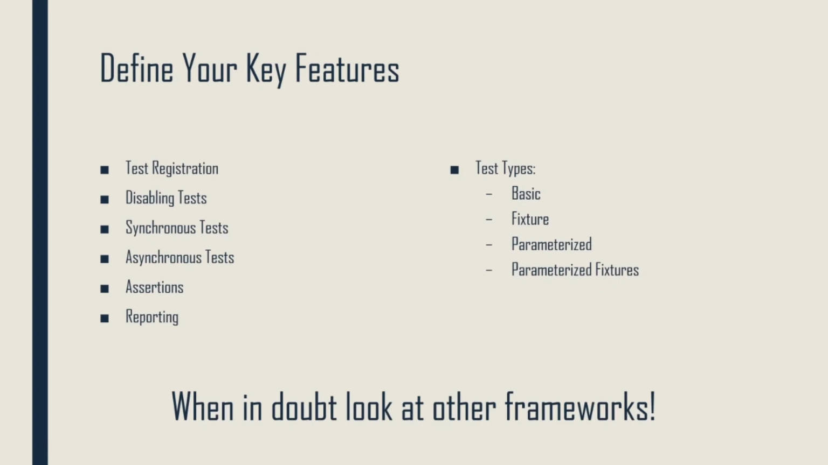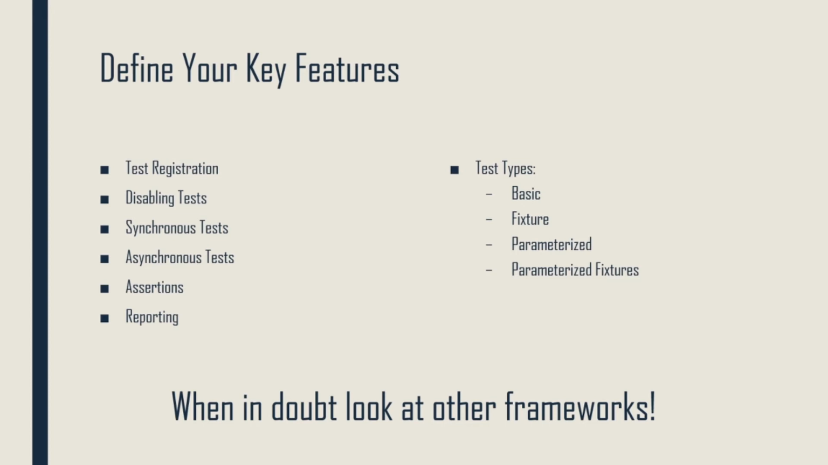So when you're going to make a unit testing framework, you really need to define your key features. I've primarily looked at JavaScript-based frameworks, so like Mocha and Jest. And so most of what I'm going to be going through is similar to that stuff, but it should be applicable to other languages.